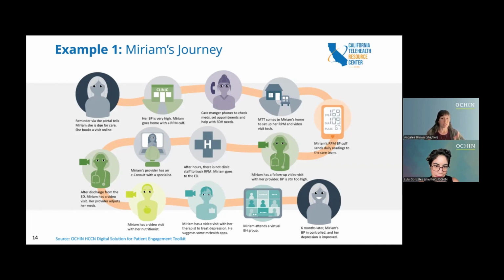Miriam's provider consults with a specialist using an e-consult for her medications, and they are adjusted. And then she receives some integrated care from a nutritionist and behavioral health specialist with individual and group therapy sessions. And then after 6 months, we get to see that Miriam has better control on her hypertension and her depression symptoms have improved. This journey map shows how digital tools like a BP cuff and virtual visits, care team connections, health information exchange, and integrated care can really plug into care planning and promote improved outcomes.